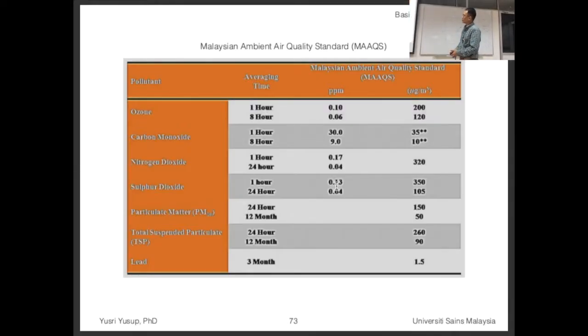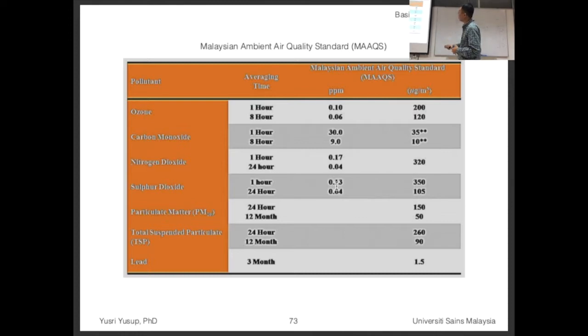This is the old Malaysian ambient air quality standard. Remember just now we got about 43 micrograms per meter cube. So we use that and compare it. We compare that value with the standard to check whether it is above or below the standard. If it's above, that means it's exceeded the limit. If it's below, it is within the limit and it complies to the standard.